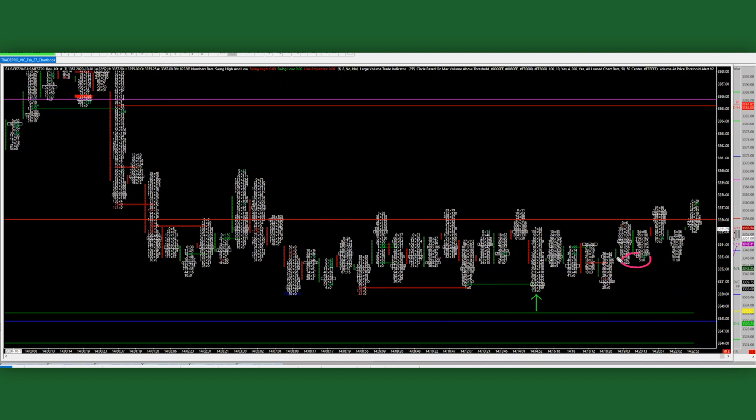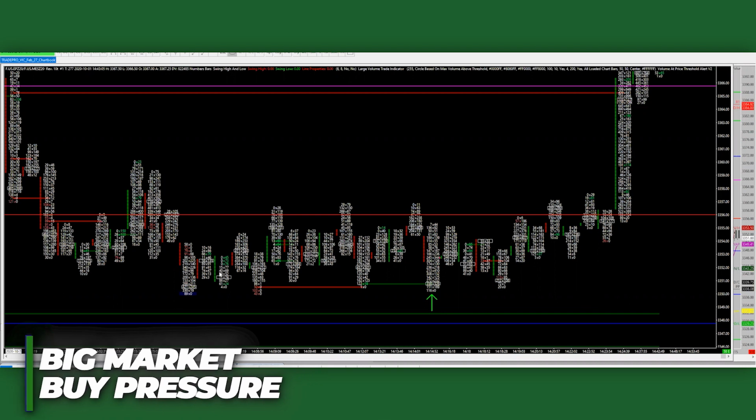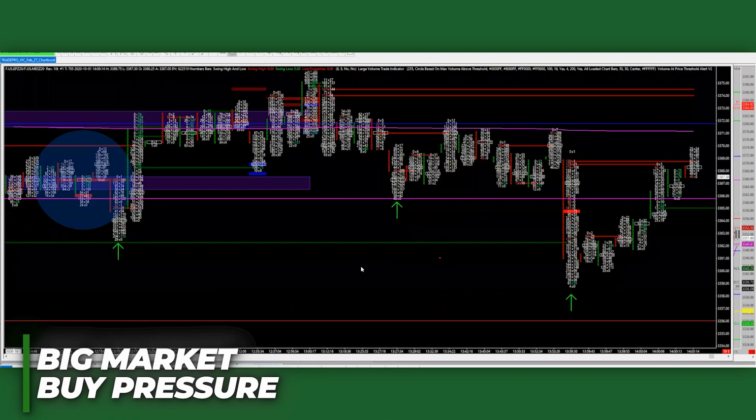All you're looking for is big market buyers to start coming into play and holding price up without letting it slip back down. That's how you know that the buy stop run is about to happen. Number one, stuck shorts. Number two, big market buy pressure. That's where you know the reversal point will happen.